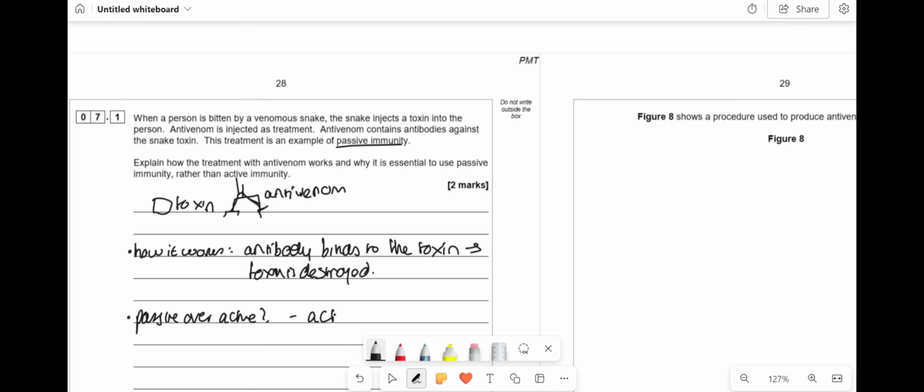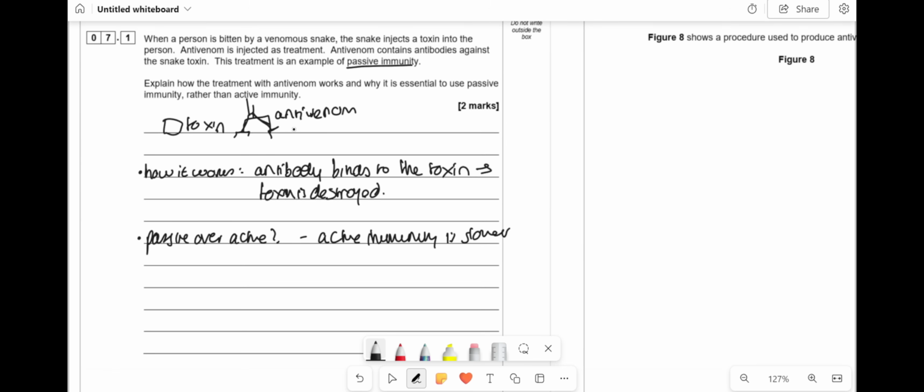Well, active immunity is slower. You'll have to wait for phagocytosis to happen, for T cells to be stimulated, for B cells to do clonal selection, plasma cells, and so on. We need to treat them now. So we give them passive immunity because the antibodies are right there, going to town. You cannot just say passive immunity is fast. It has to be faster. It's a comparative thing.